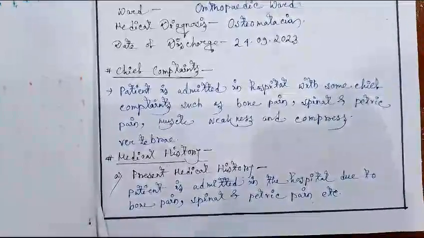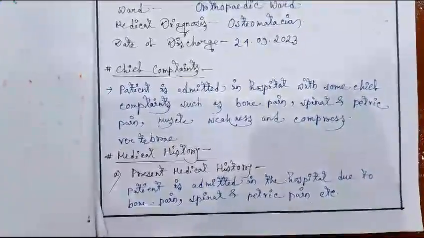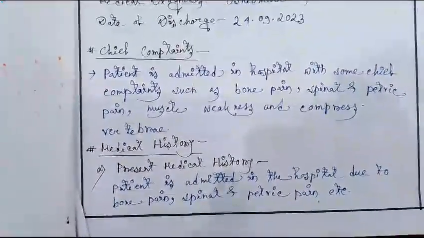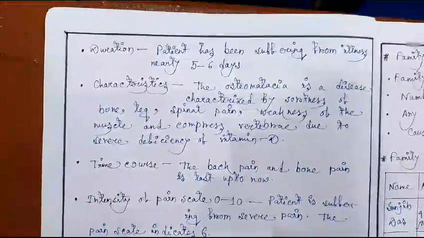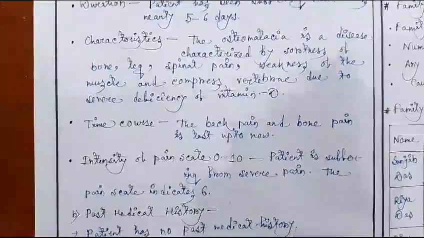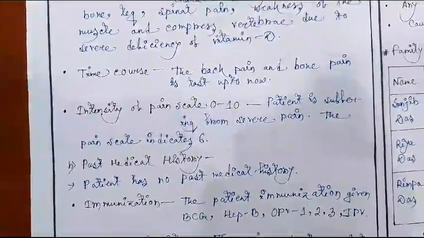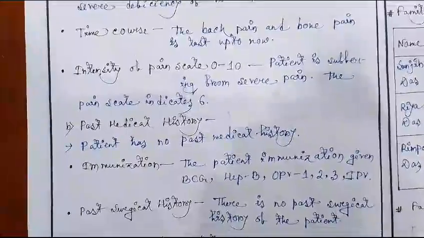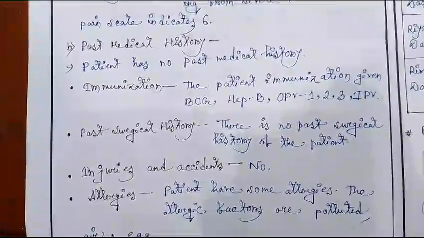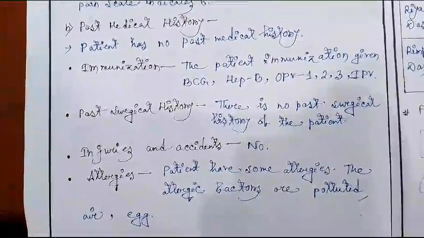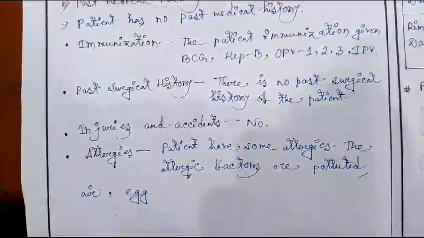Then we write the medical history of patient, that includes present medical history, duration, characteristics, time course, intensity of pain scale. Then we write the past medical history of patient: immunization, past surgical history, injuries and accidents if any. Then write the allergic reaction of patient.